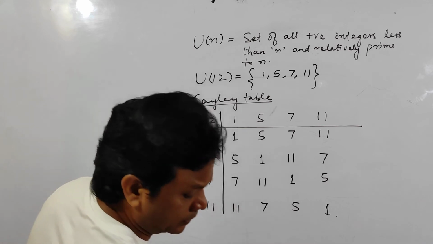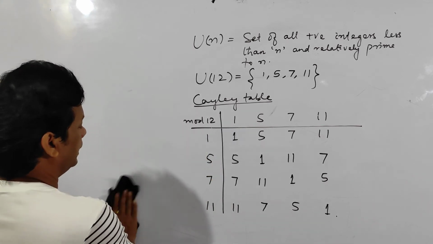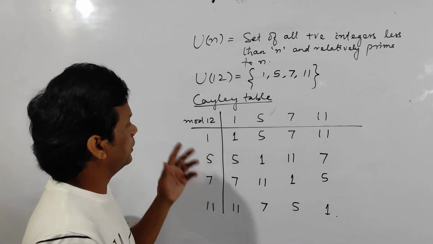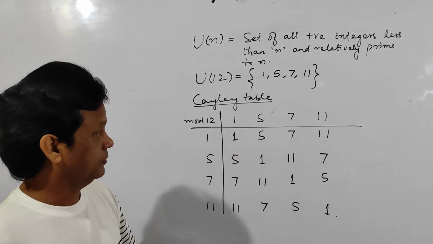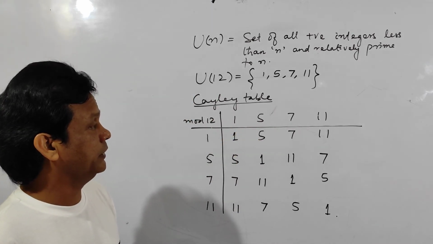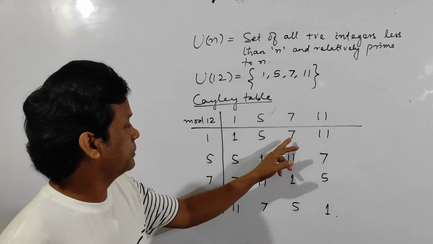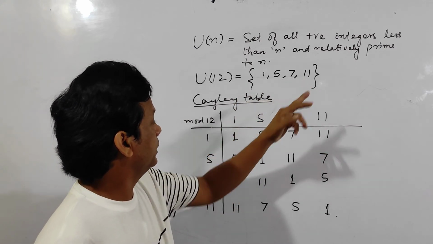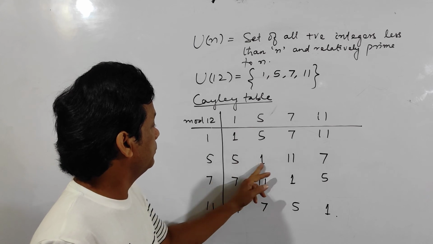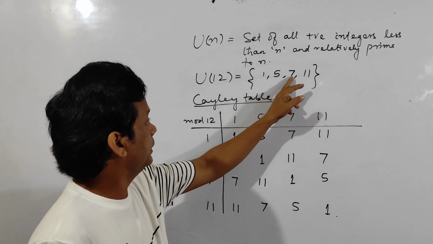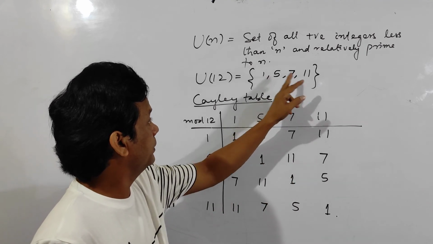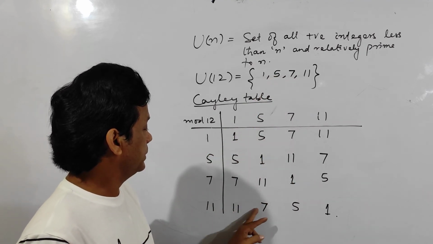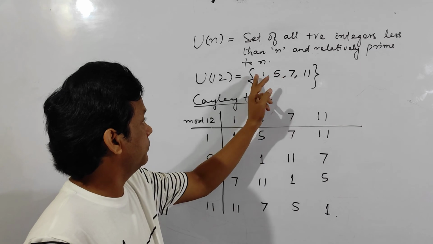Okay. So see here. If I ask you whether U of 12 will form a group or not, see here whether this obeys the Latin square or not. 1 5 7 11. 5 1 11 7. 7 11 1 5. 11 7 5 1.